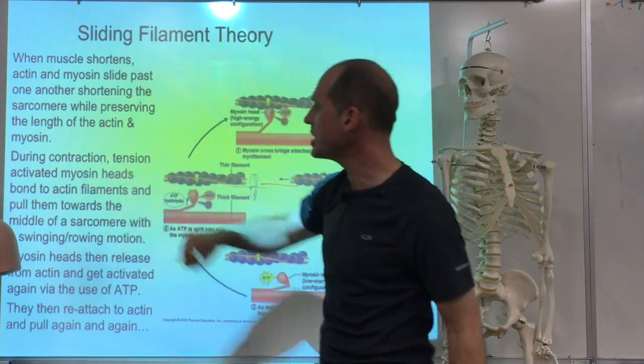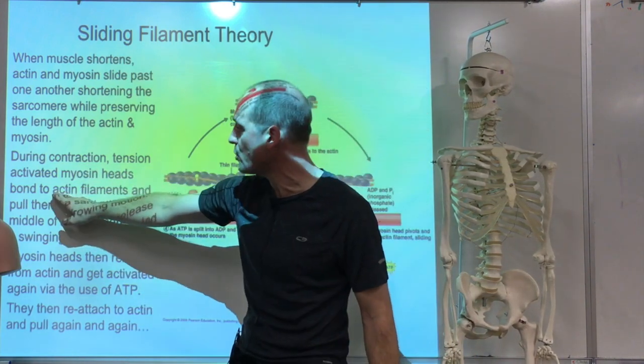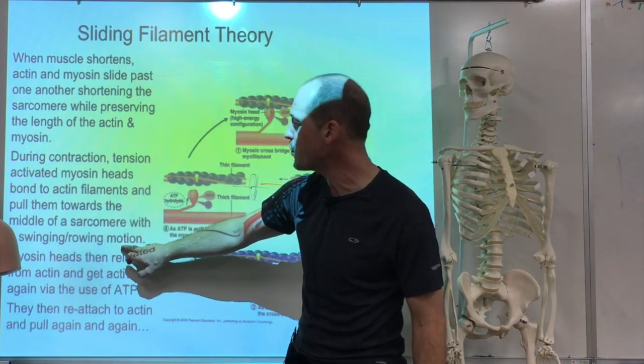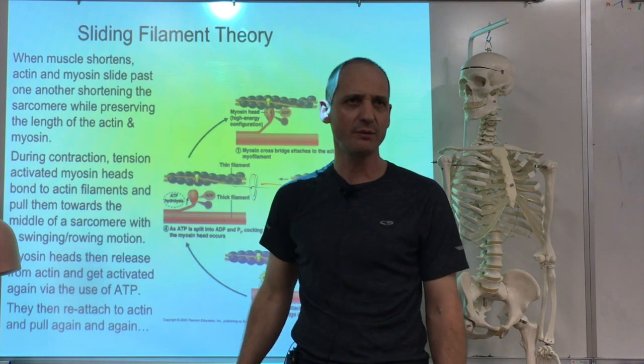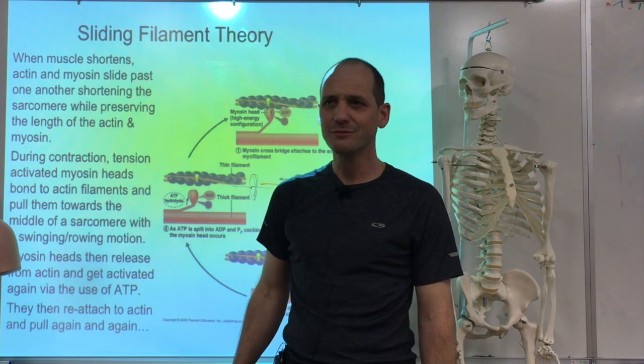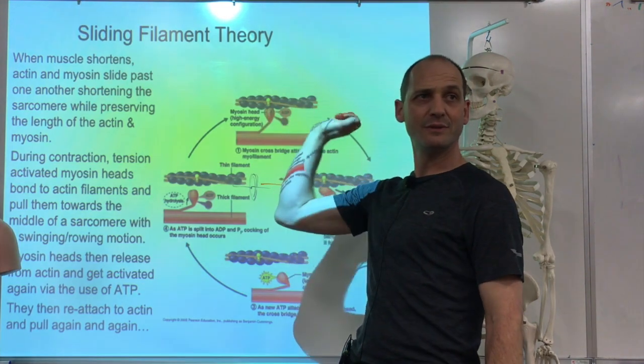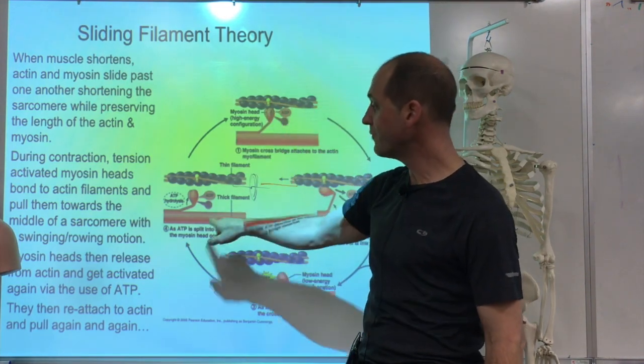During a contraction, tension-activated myosin heads bond to actin filaments and pull them towards the middle of the sarcomere with a swinging or rowing motion. Now that's complicated. What that means is this motion. Up and down, forward and backwards.